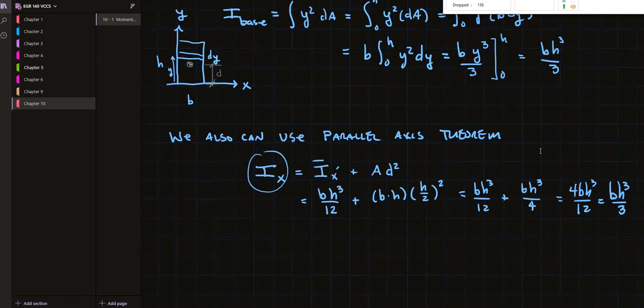Here the distance h over 2 is this distance d here, measured from the centroid. So we get bh cubed over 12, which was the moment of inertia about the centroidal x-axis, and then we add this, calculate this as bh cubed over 4. Simplifying, we end up with bh cubed over 3, which is what we calculated up here, which is what it should be.